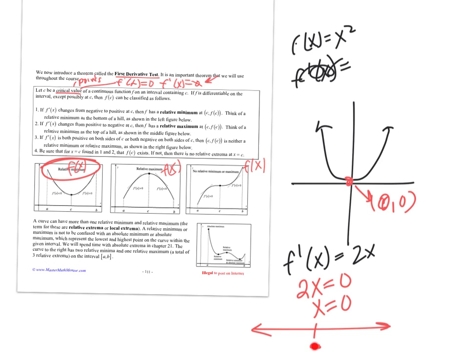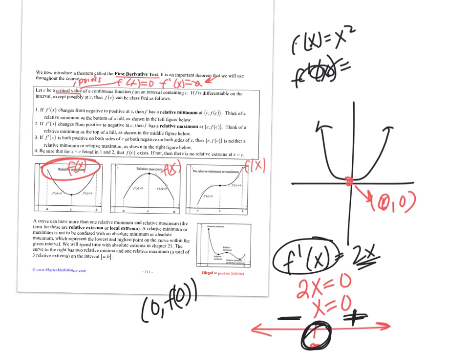So this guy right here is either going to be a relative min, or a relative max, or neither. Well, when we plugged in values below 0, we got negatives in our f prime. When we plugged in values above 0, we got positives in our f prime. And since f prime of x changed from negative to positive at x equals 0, that means we have a relative minimum at the point (0, f of 0), also known as (0, 0) in this case. And if it would have gone the other way around, then we'd have a relative maximum. But that's not what happened.